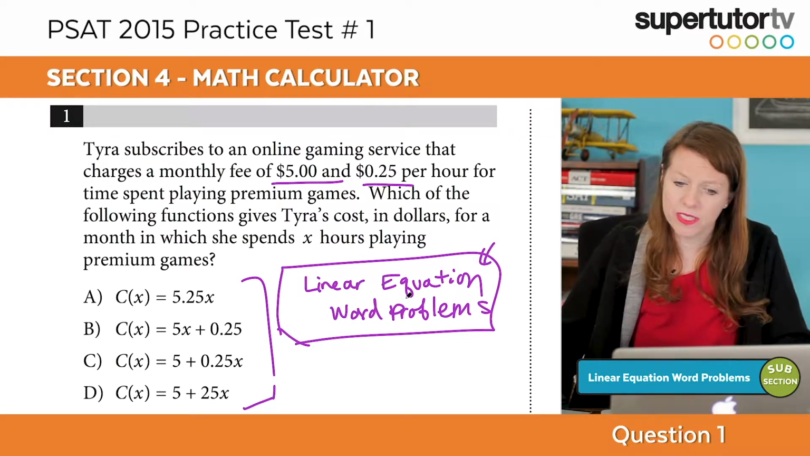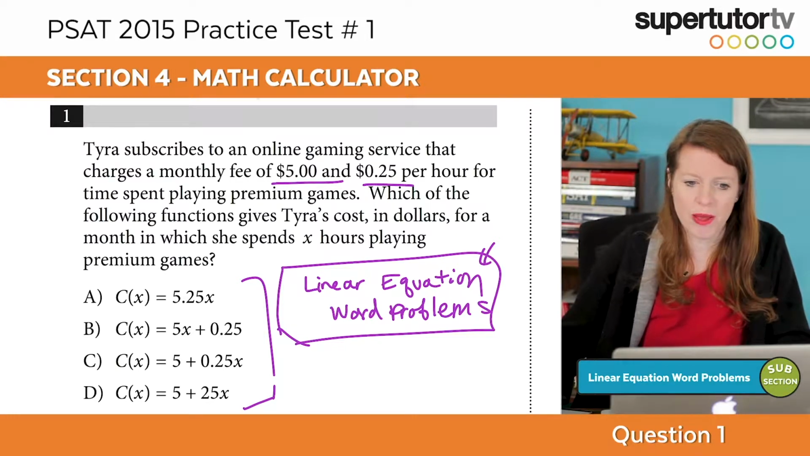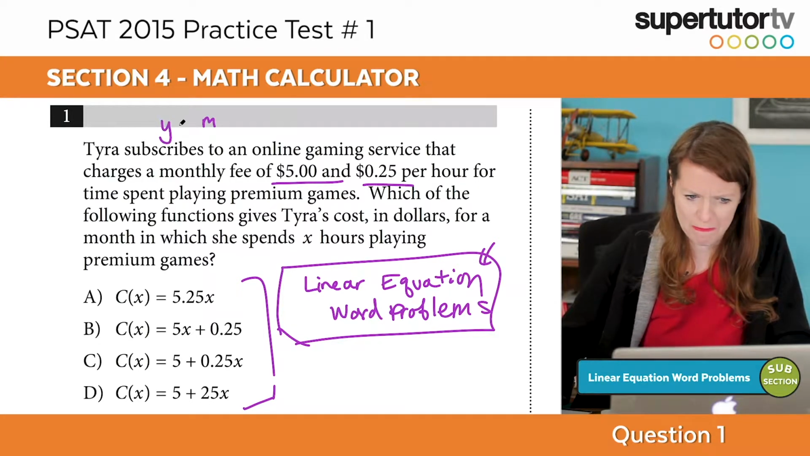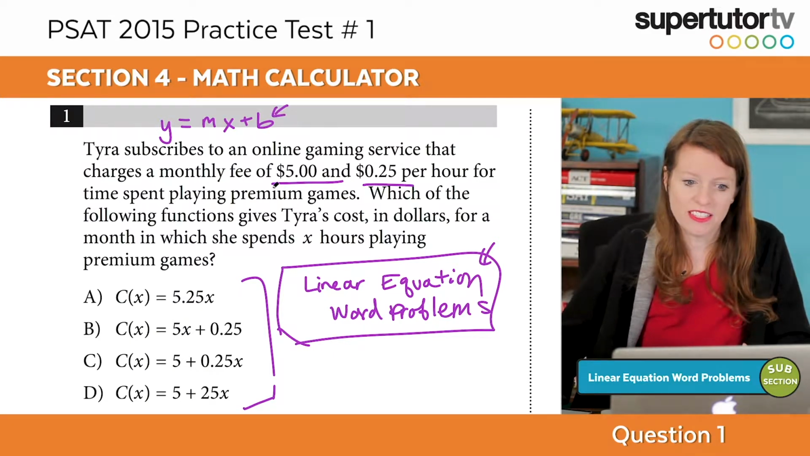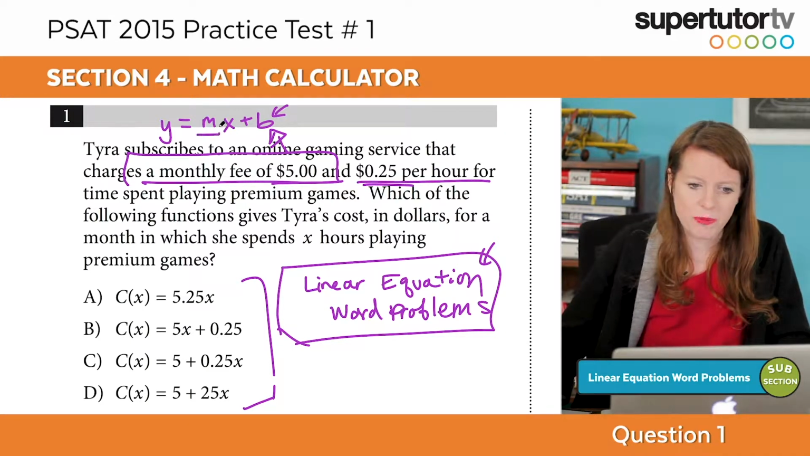Whenever I know something is a linear equation, I think about slope-intercept form. Remember, slope-intercept form is y equals mx plus b. B is always going to be like my fixed cost. So if I have a monthly fee of $5, that's probably my b for one month. And then 25 cents per hour, that's probably my m.